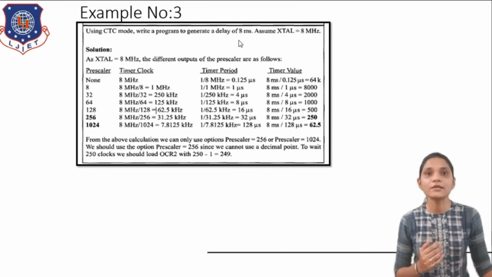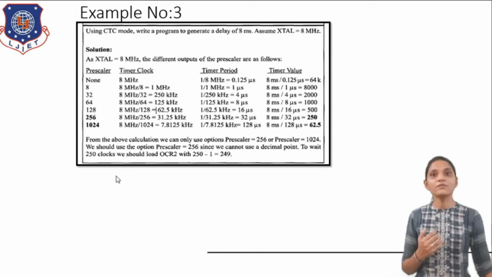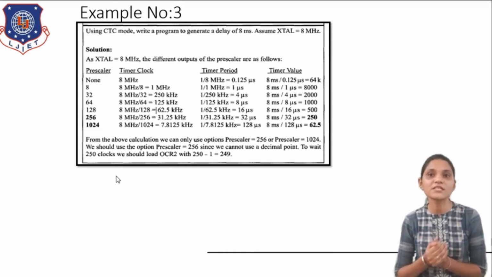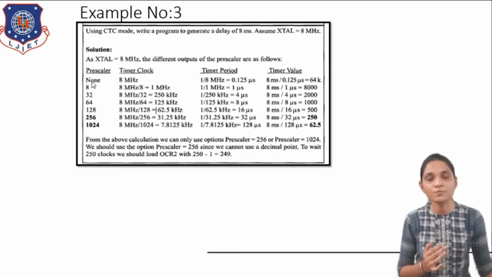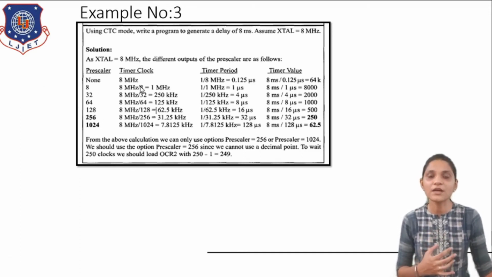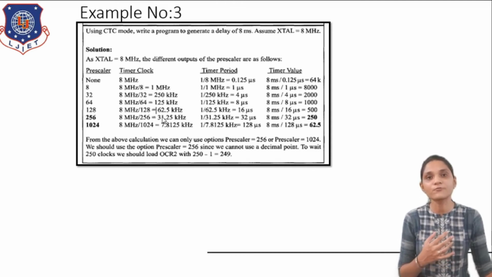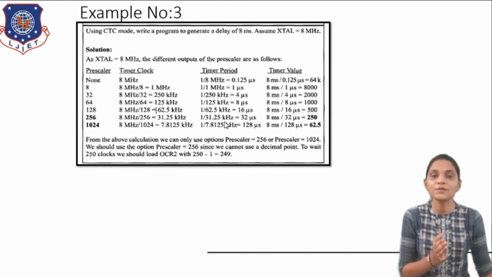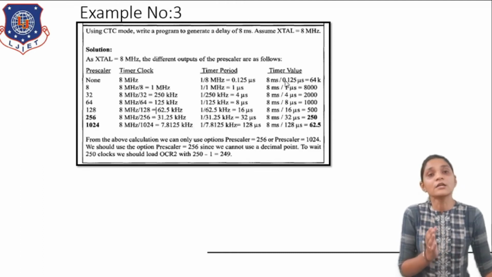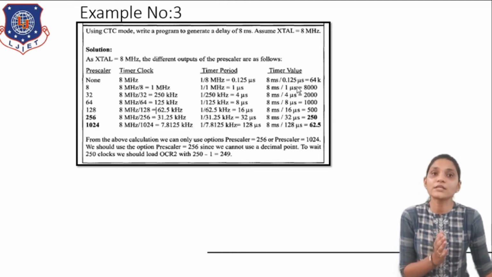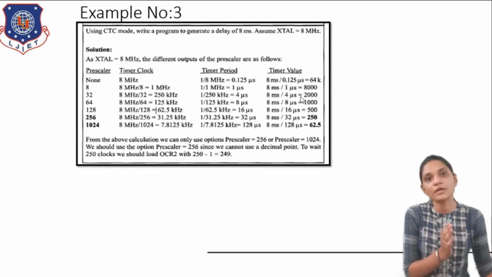Write a program to generate a delay of 8 milliseconds, assuming a crystal frequency of 8 megahertz and using the CTC mode, in which we have to check which prescaler will be okay for us. If we consider the different prescalers for this 8 megahertz frequency, we will get different frequencies. Depending upon that, we will get a different time period for each clock, and depending upon that, we can calculate the timer counter value for each case.